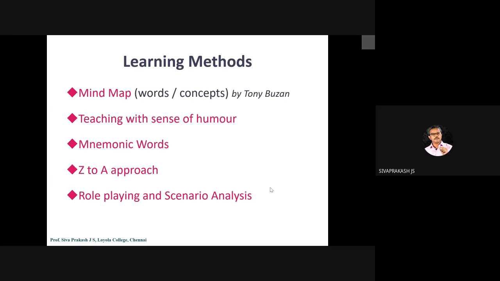The fourth one is the Z2A approach. Z2A approach, which means it goes in reverse order, right? So always start from the last. Start from the abstract of the one. So instead of dealing with the entire thing, start with the abstract and get to know the final last level, right? This is also a method of studying, the Z2A approach.